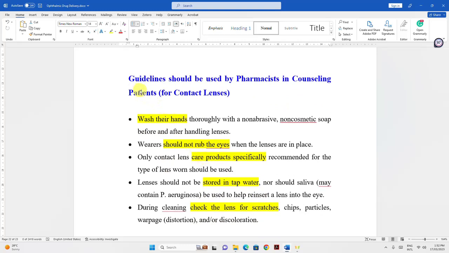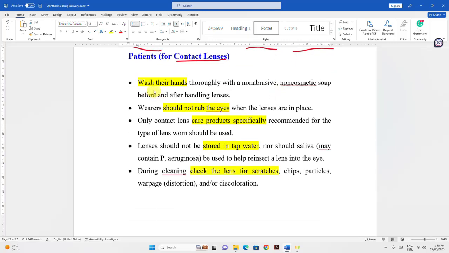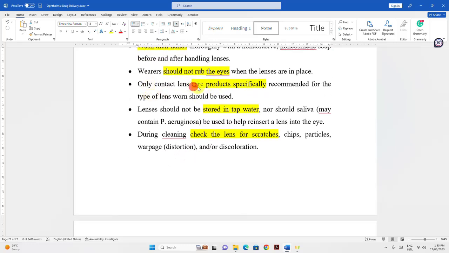Okay, what are the guidelines that the pharmacist should tell the patients about contact lenses? So, how do you counsel? Well, the first thing is wash your hands, of course, before and after handling the lenses. Do not rub your eyes, especially when the lenses are in place. Use only care products specifically recommended for the contact lens.